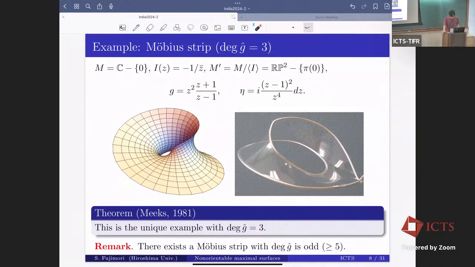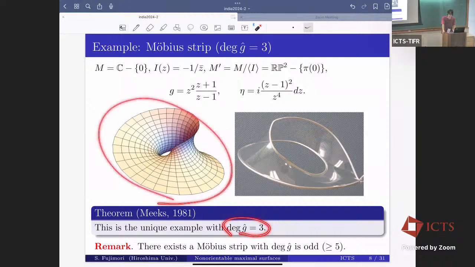So this is an example of a non-orientable minimal surface with degree of G equal to 3, so the degree of G is at least 3. This is one of the simplest examples. It is also shown that this is a unique example of this degree. So for degree 3, we have only this example.